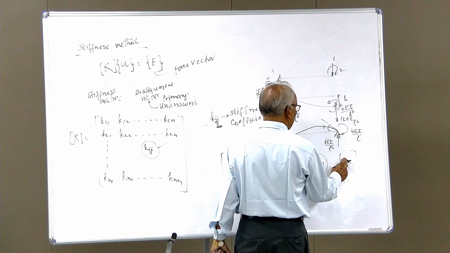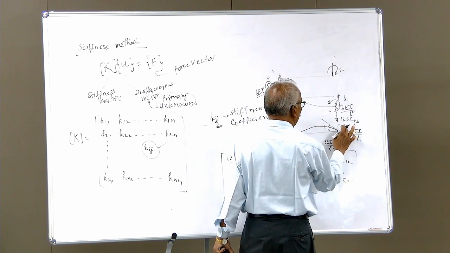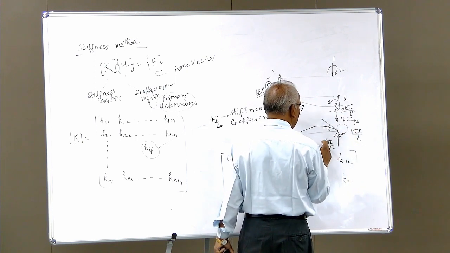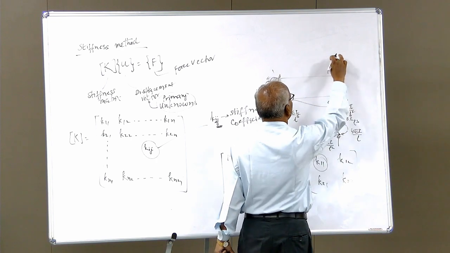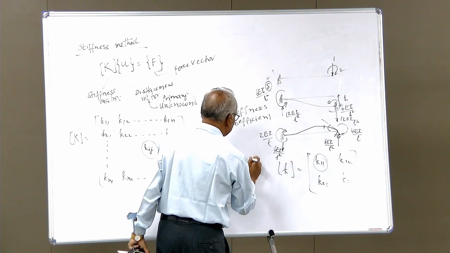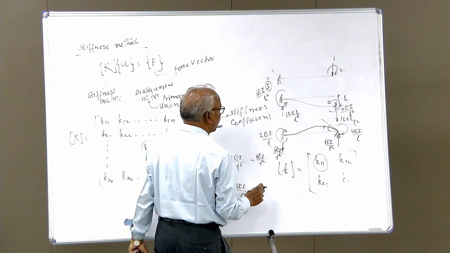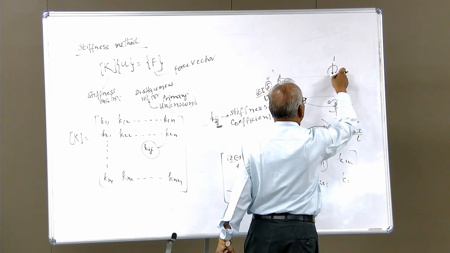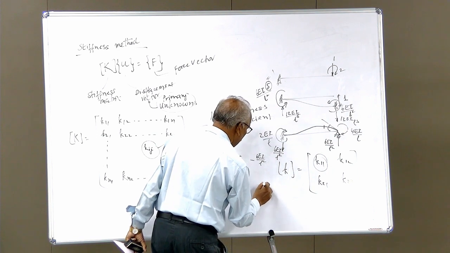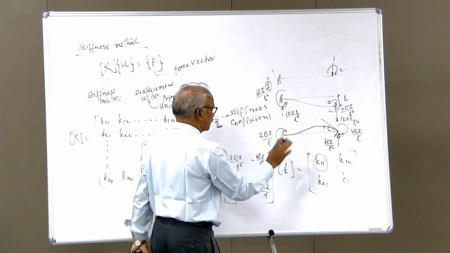K12 is the force along coordinate 1 due to unit force along coordinate 2. That is equal to 6 EI by L square. Now here the force is downwards, the reaction is upwards, therefore minus 6 EI by L square, and this is clockwise. The moment here is also clockwise. The moment is 4 EI by L. So this is the stiffness matrix for the given problem.